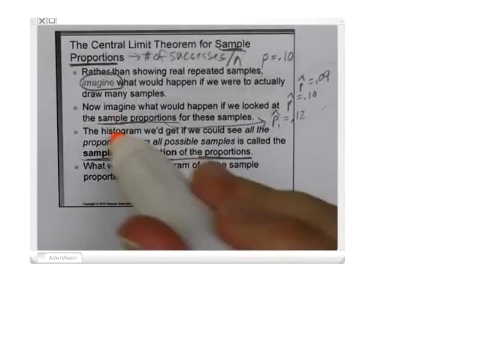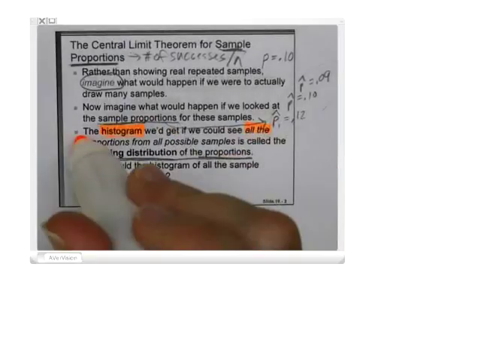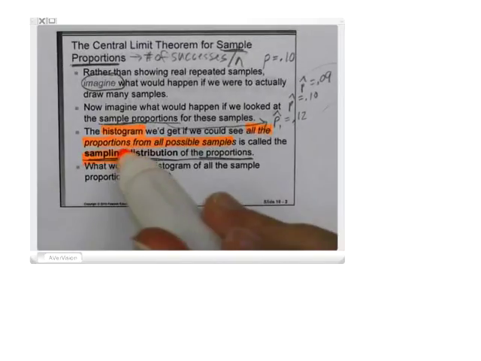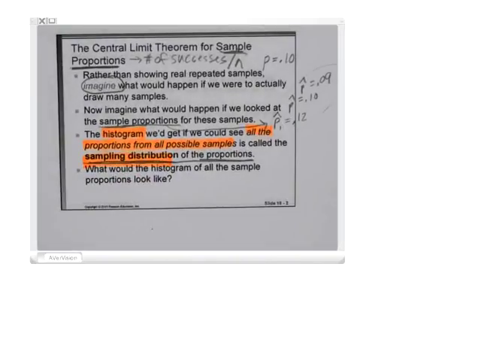So if we made a histogram of all the proportions from all possible samples, then what we're creating is the sampling distribution of the proportions. What do you think this histogram should look like? Moving on to the next slide, you'll see the answer, but I would hope you would at least imagine that it would be centered near the population proportion of 10%. If we truly believe 10% of all M&Ms are red, then all these samples should be near 10%. That's your center. What about the shape and the spread?